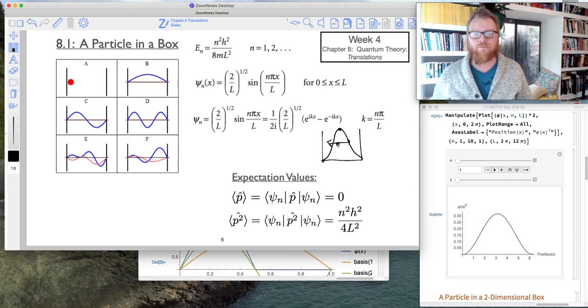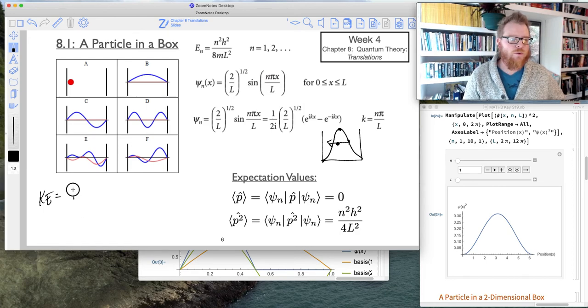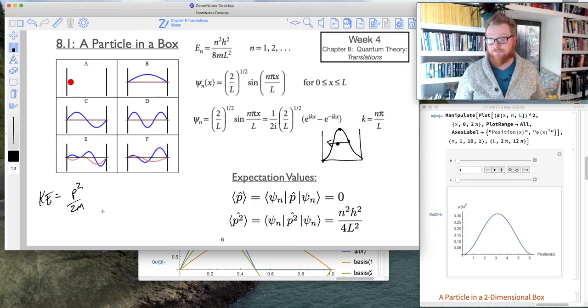Okay, very cool. So now what about this expectation value of the momentum squared? Well, if we were to carry out the expectation value of this momentum squared, we get n squared h squared over 4L squared. Well, why is that significant? I'll remind you that kinetic energy is equal to p squared over 2m, right? That's another way of writing 1/2 mv squared.